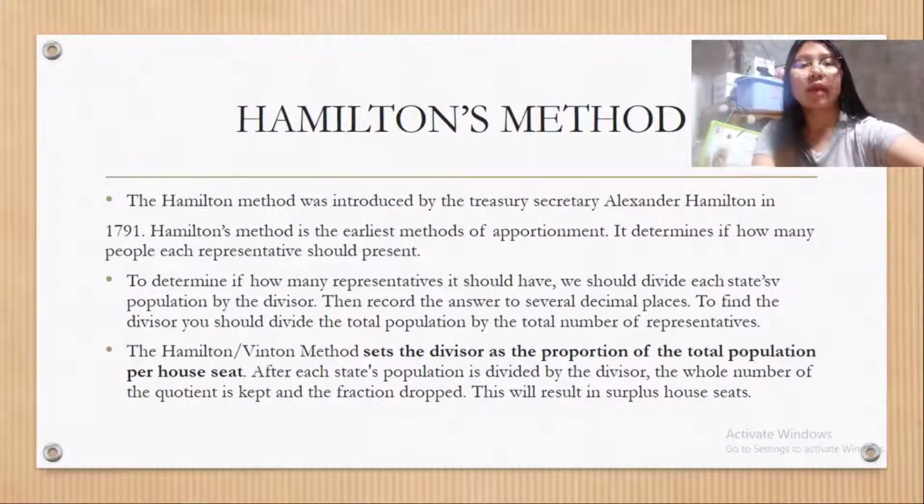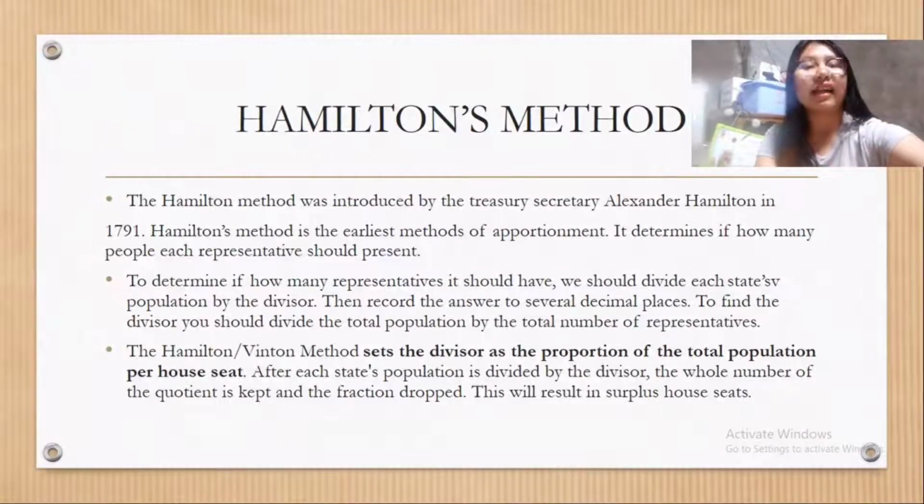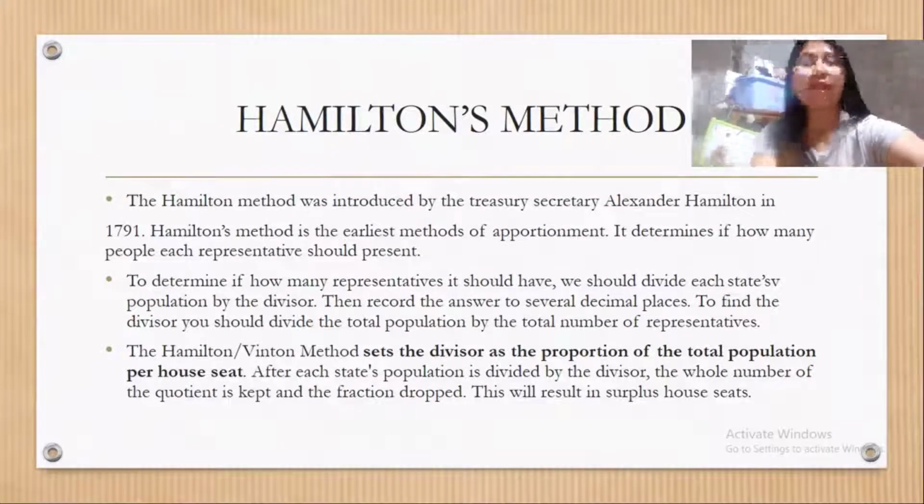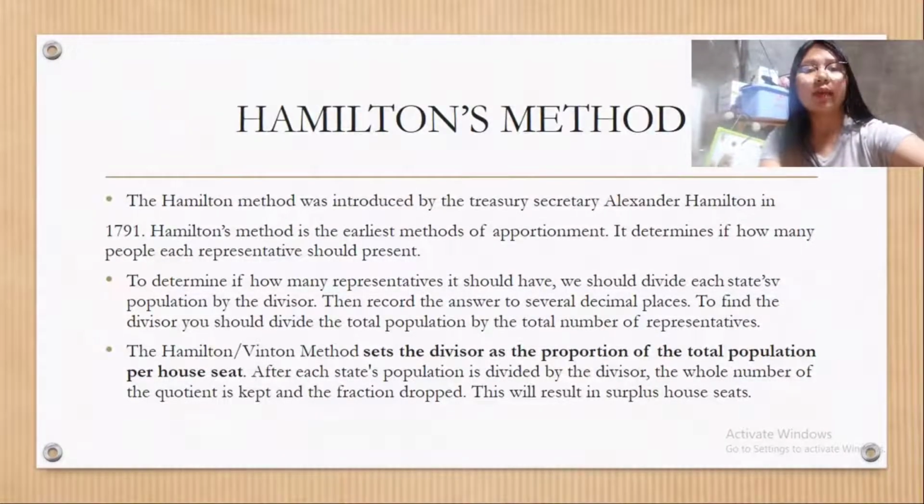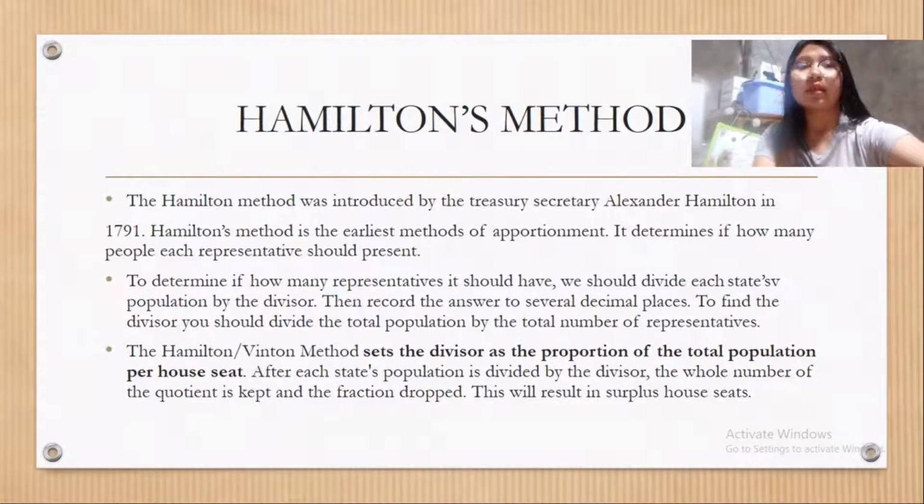Hamilton's method was introduced by the Treasury Secretary Alexander Hamilton in 1791. Hamilton's method is the earliest method of apportionment. So, this method is the first method that was released. It determines how many people each representative should represent.